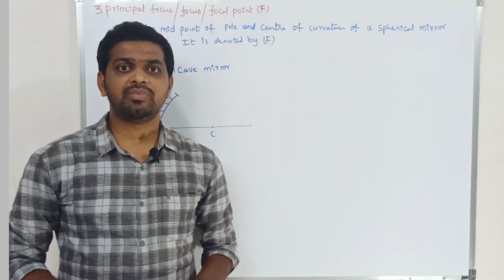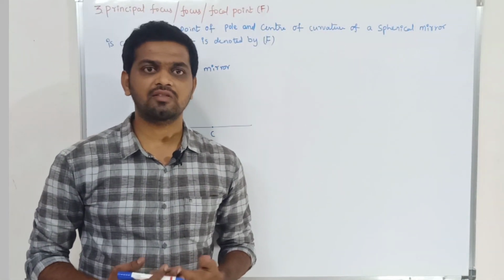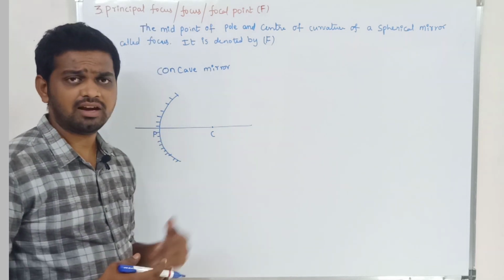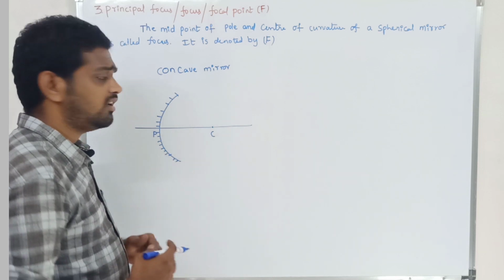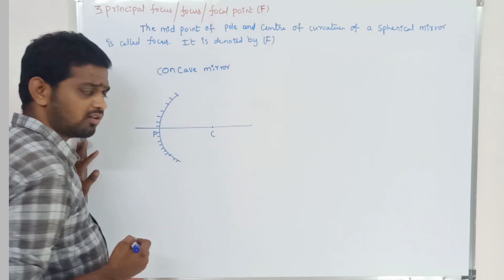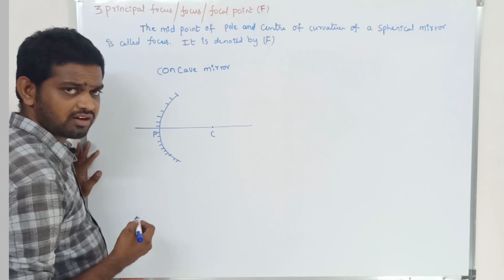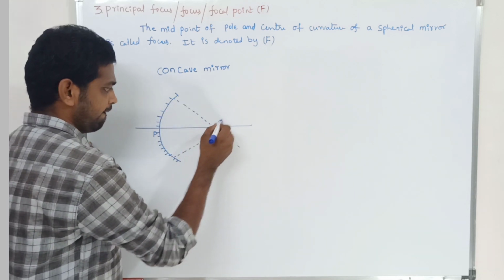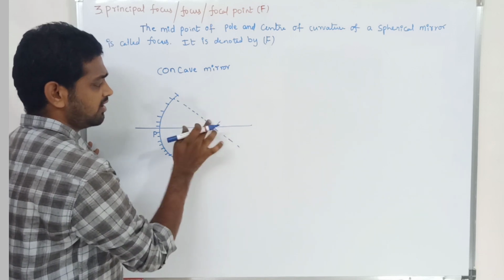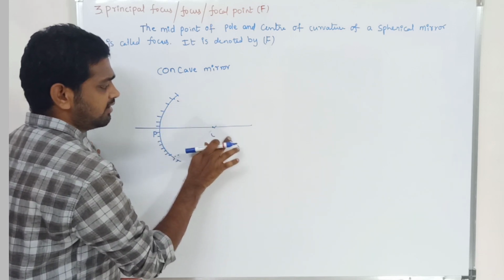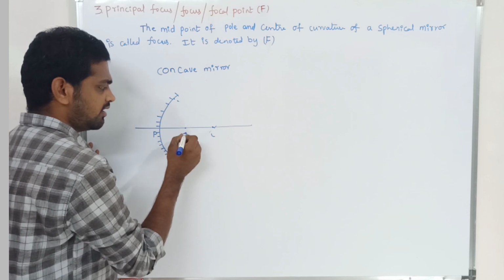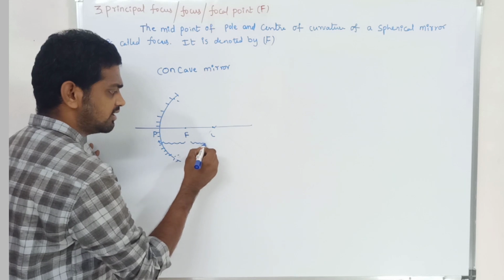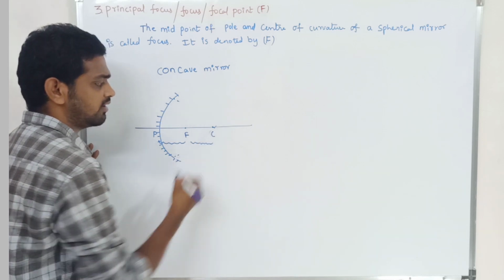The next definition is principal focus or focal point. It is the midpoint of pole and center of curvature. In a simple manner I am explaining this definition. See, if you consider a concave mirror consisting of pole and center of curvature as shown in the figure, on C you will get the normals. Clear? So I don't want to represent those normals. See, it is the midpoint of pole and center of curvature. So the distance from pole to focus is equal to the distance from focus to center of curvature.